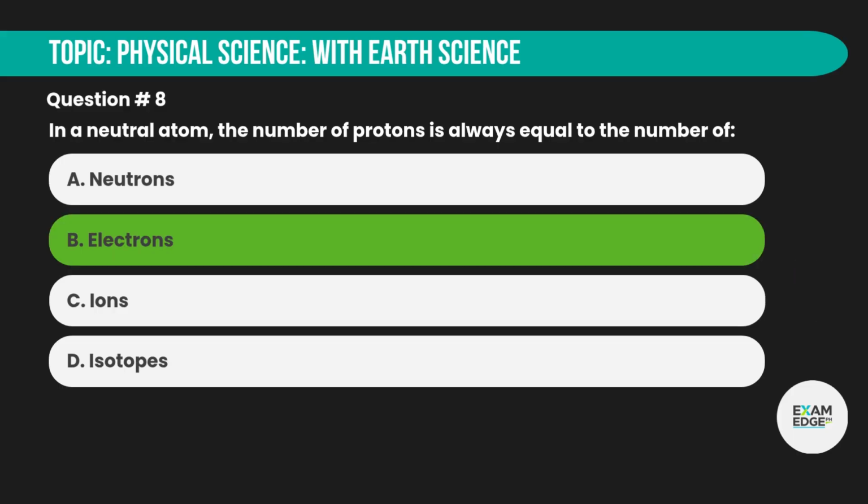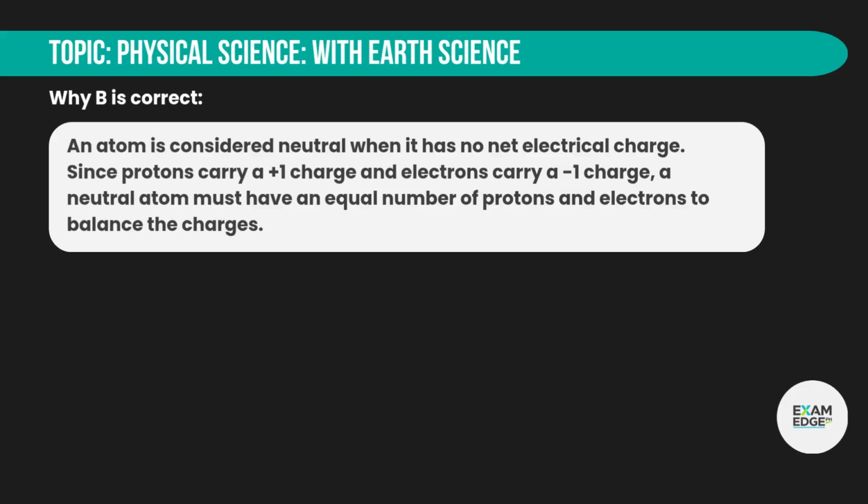Correct answer. B. Electrons. Why B is correct? An atom is considered neutral when it has no net electrical charge. Since protons carry a +1 charge and electrons carry a -1 charge, a neutral atom must have an equal number of protons and electrons to balance the charges.